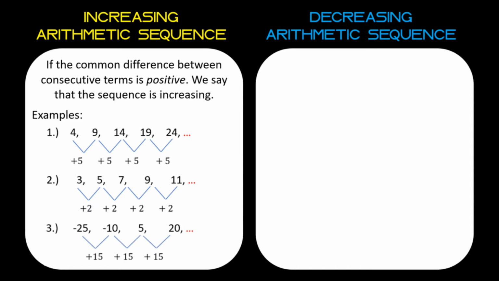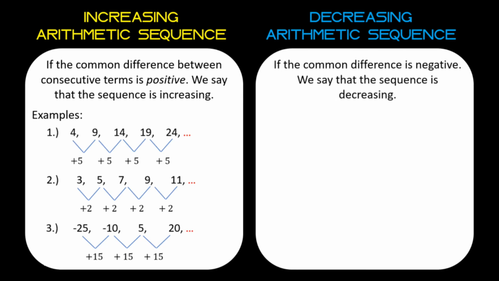Another example, from the sequence of negative 25, negative 10, positive 5, and positive 20, the common difference here is positive 15. On the other hand, if the common difference is negative, we say that the sequence is decreasing. Example, from the sequence of 20, 17, 14, 11, and 8, the common difference here is negative 3.